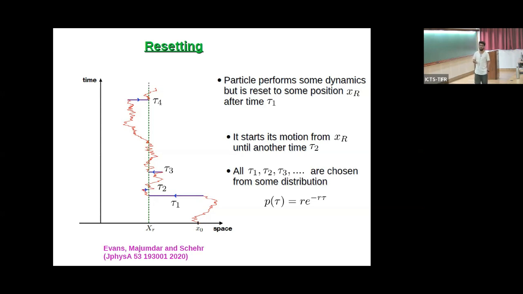And these times tau, after which you are performing this resetting, are chosen from some distribution, but for the sake of my talk, I'm going to focus on this choice where tau has this sort of distribution here.